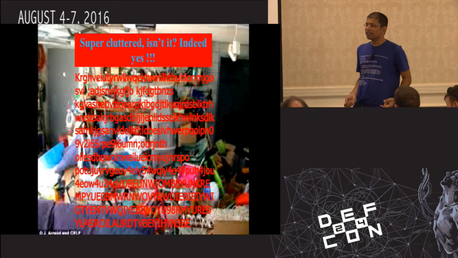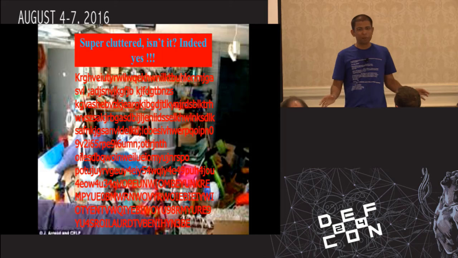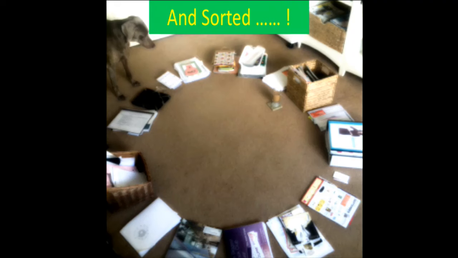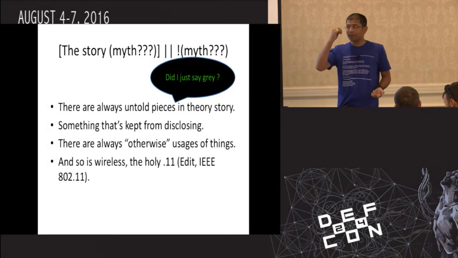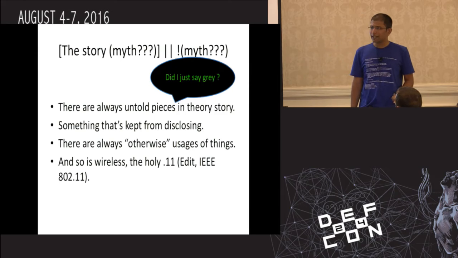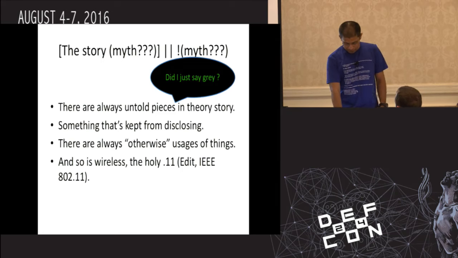So yes, by the time we started solving this question, this was our state of mind: cluttered. There were a plethora of things, n number of layers, different timing paradigms and whatnot. There are many presumptions as well, something that's kept from disclosing, yes, indeed. There are always otherwise usages of things that purposely were not mentioned in the standard documentations. And so is the wireless, the holy .11, or maybe IEEE 802.11.